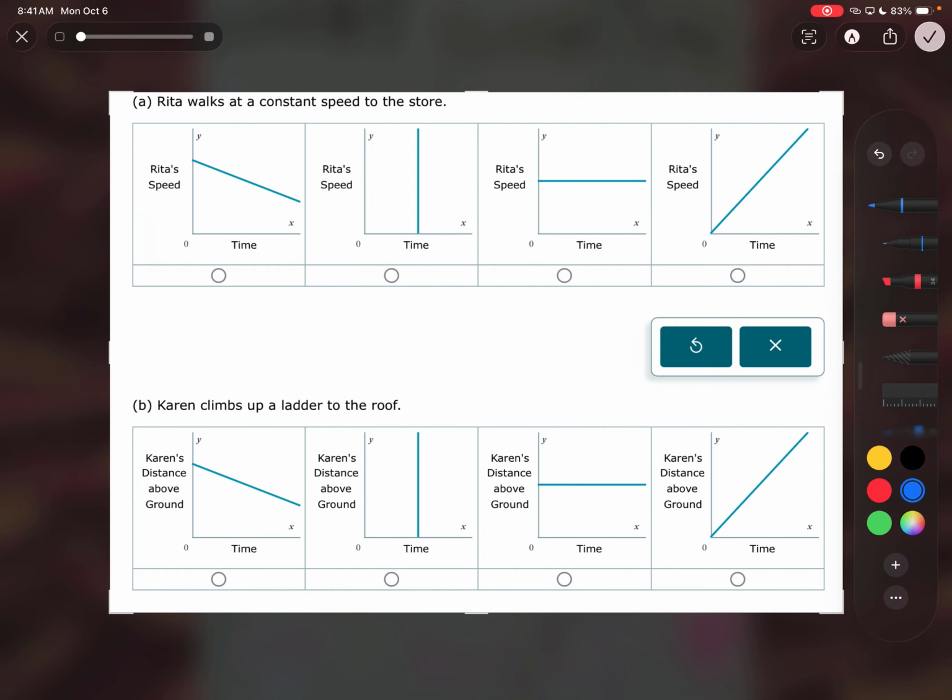Rita walks at a constant speed to the store. So that would be, keyword there is constant, obviously. It would be something like this, where the graph is flat. Karen climbs up a ladder to the roof. So if we are looking at her distance above the ground, as she goes up the ladder, she is getting further from the ground. So the distance from the ground would be increasing as you go up a ladder. Okay.